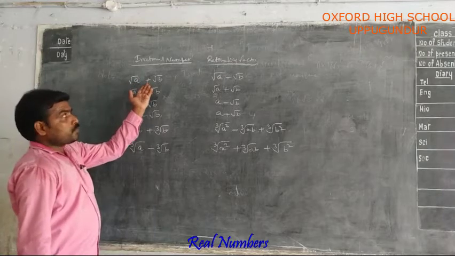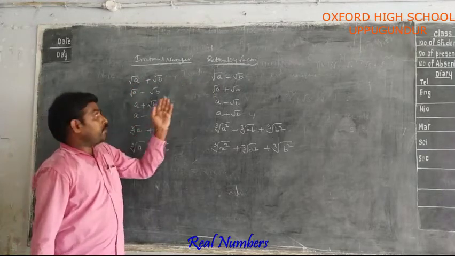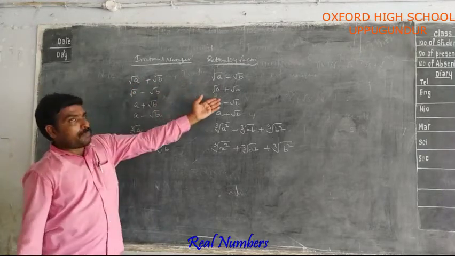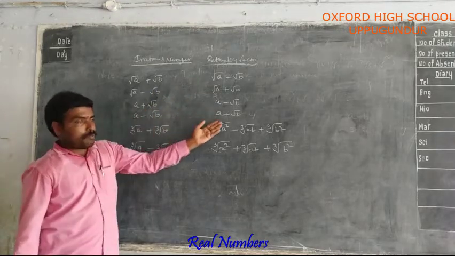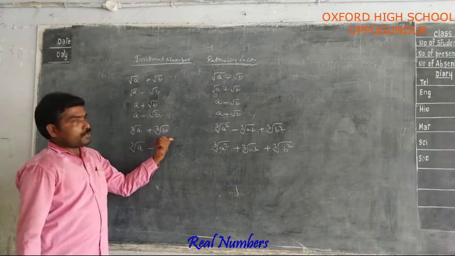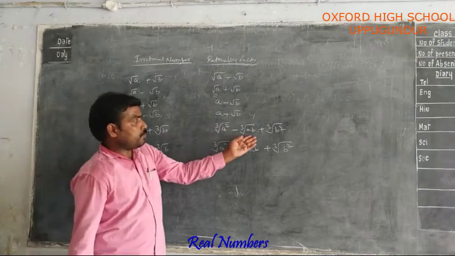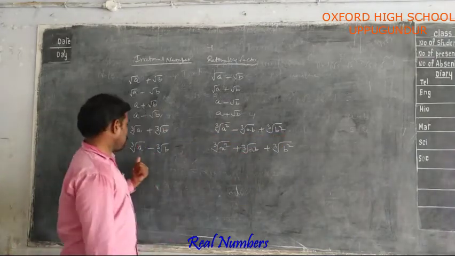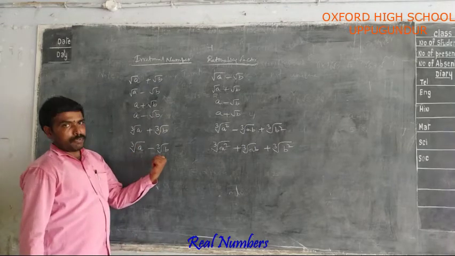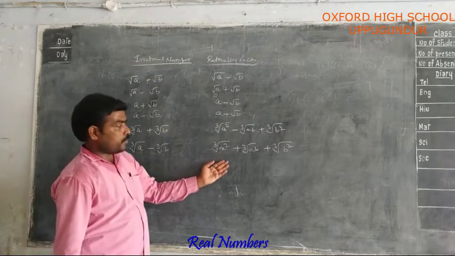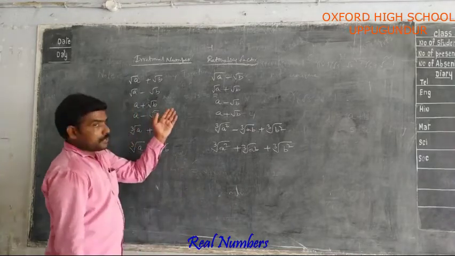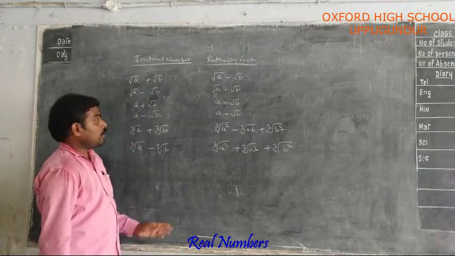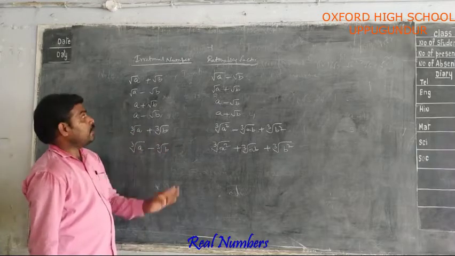Rationalizing factor of root a plus root b is root a minus root b; root a minus root b is root a plus root b; a plus root b is a minus root b; a minus root b is a plus root b; cube root a plus cube root b is cube root a square minus cube root ab plus cube root b square; cube root a minus cube root b is cube root a square plus cube root ab plus cube root b square. In general, these are the rationalizing factors to rationalize any irrational numbers.